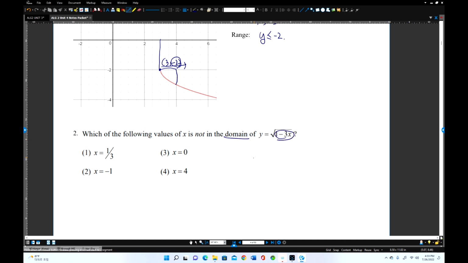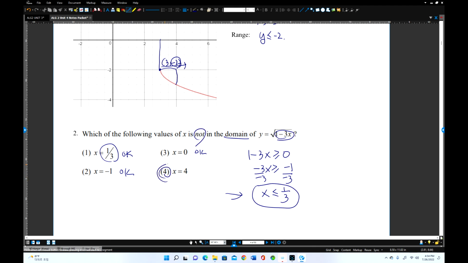So which one does not belong to the domain? Inside the square root is always positive or equal to 0. To get that domain, negative 3x plus 1 is greater than or equal to 0, so negative 3x is greater than or equal to negative 1. You can divide by negative 3, but when you divide by negative 3, the direction will be opposite. x is less than or equal to 1/3. Which number belongs here? 1/3, equal is okay. 0? Oh, this is okay. Negative 1? Yeah, okay. 4? Oh, not in, okay? This is not in. The domain is less than or equal to 1/3, but 4 is greater than 1/3, so it does not belong here.